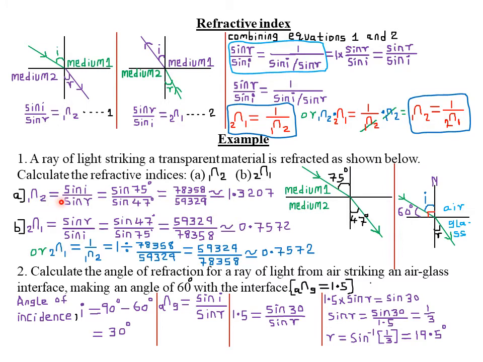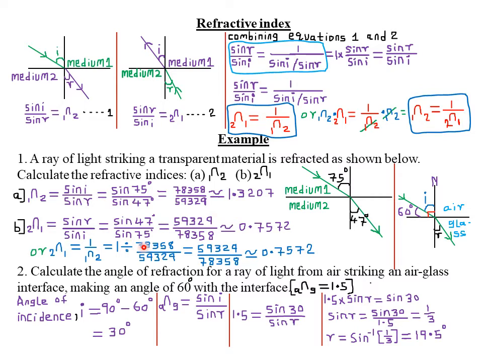Alternatively, you can also just compute the refractive index from medium 2 to medium 1 using the refractive index from medium 1 to medium 2, courtesy of the equation that we have just derived up here. Now, we have said that the refractive index from medium 2 to medium 1 is the same as the reciprocal of the refractive index from medium 1 to medium 2. So because we had already found the refractive index of medium 1 to medium 2, it will be equal to 1 divided by 0.78358 divided by 0.59329.